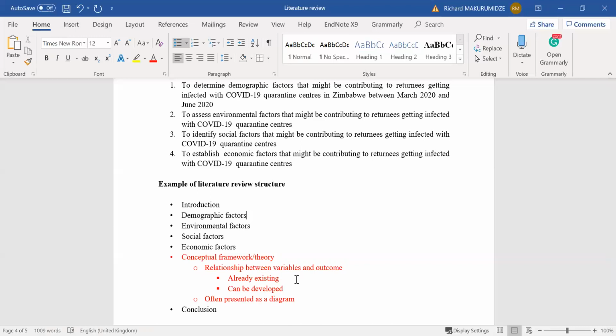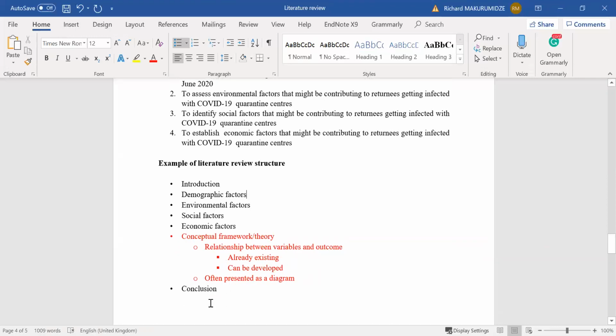In most cases, you can write this as a diagram where you link and show the relationship between your objectives, or the categories of your objectives, and the outcome. This one is optional, and if you want to do it, that's perfect. But if you can't do it, then it's okay.